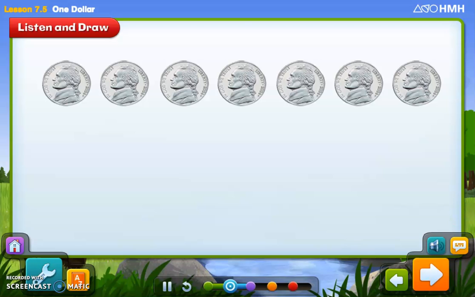Let's count the value of 7 nickels. Each nickel has a value of 5 cents, so you can count by fives to find the total value of the coins. Click the first nickel to count the value of the nickels. 1 nickel has a value of 5 cents. Now, let's continue by fives to find the total value of the nickels.